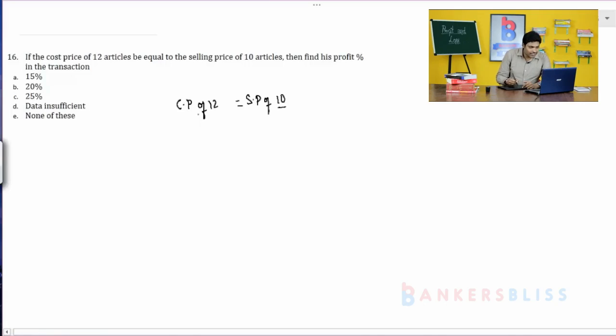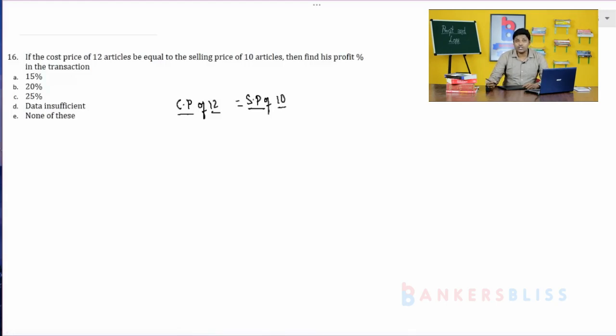Here, 10 articles and 12 articles, the units are different. And see here, they have given selling price and they have given cost price. These two are also different. If they are going to give you the selling price, then it is very easy to calculate, directly you can calculate. The further problems you are going to get, those type of varieties, there we are going to discuss.